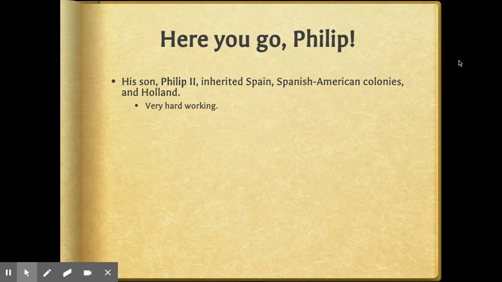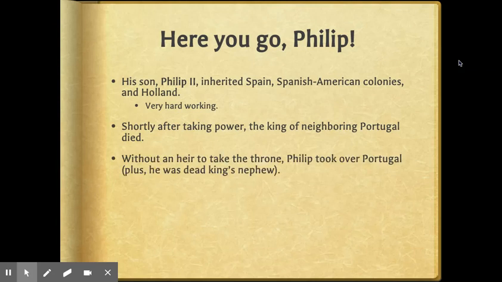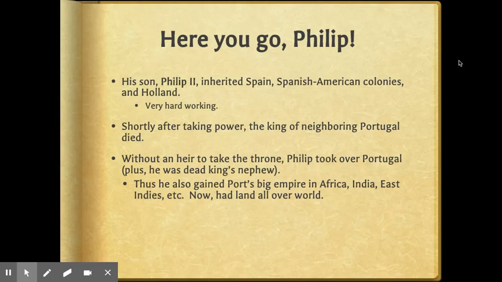Philip was known to be very hardworking. He would put in, it was rumored, 18-hour days trying to figure out peace and more ways to claim more land for Spain, really trying to promote Spain as like the strongest empire in the world. It helps him that his uncle, who's king of Portugal, winds up dying shortly after Philip takes over and leaves Philip the throne. So Philip is going to take over Portugal and all of Portugal's empires as well.